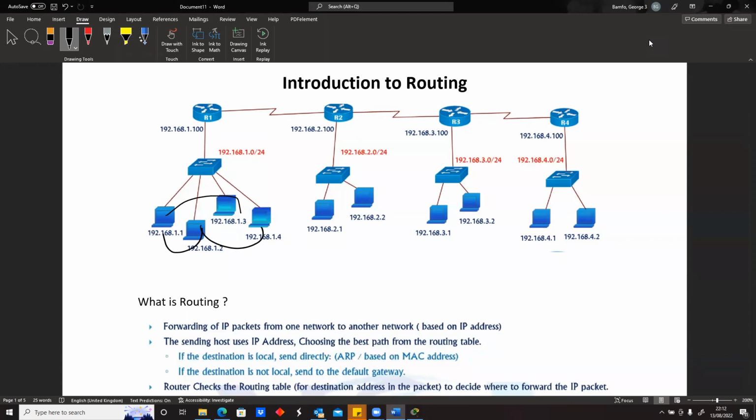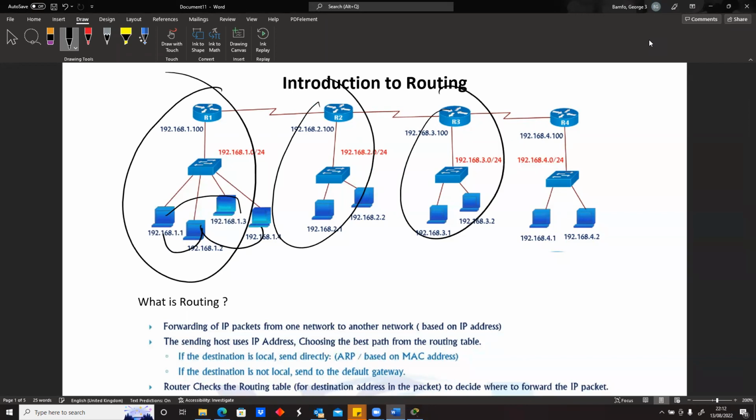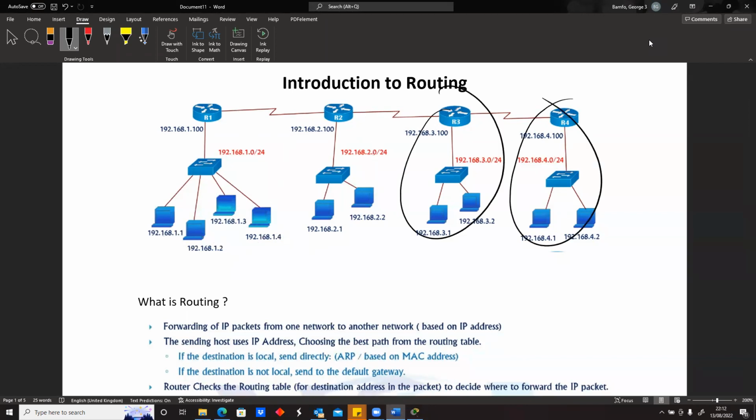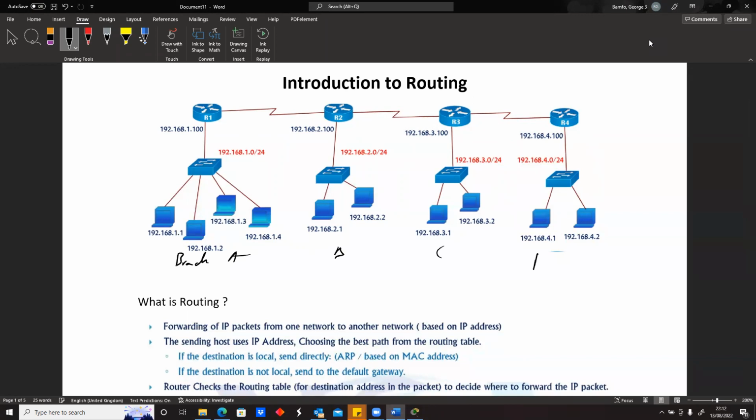Now, assuming you have a scenario where you have different branches or different networks that are sitting on different devices or on different routers, the idea was that we were trying to create different branches. Let's say branch A, branch B, branch C, and branch D. These are different locations, and this area is not an area where we have control over. That's like a wide area network, which we'll discuss later.